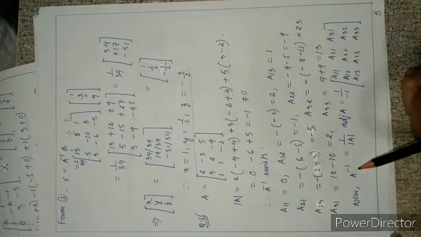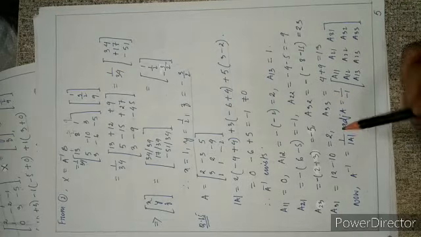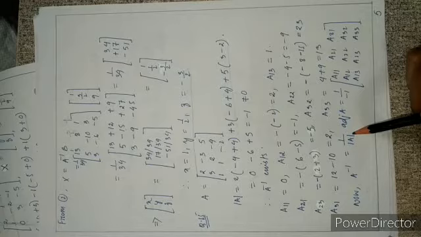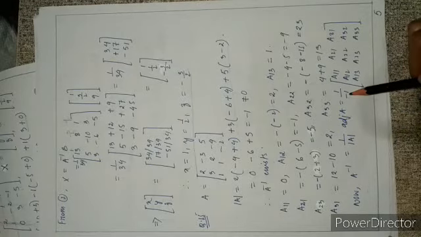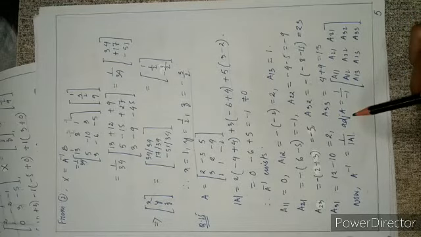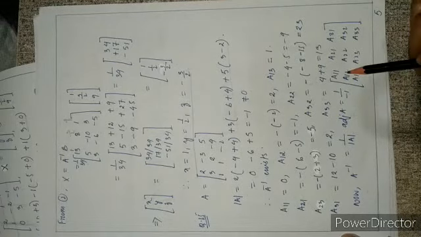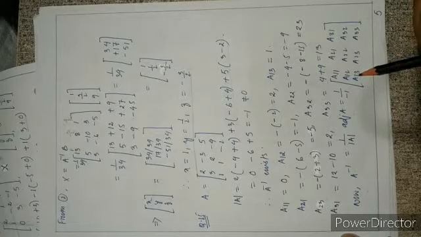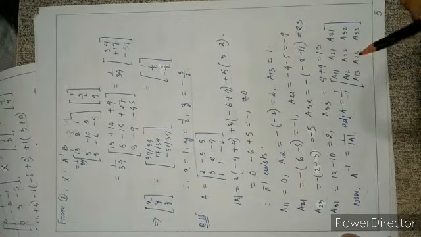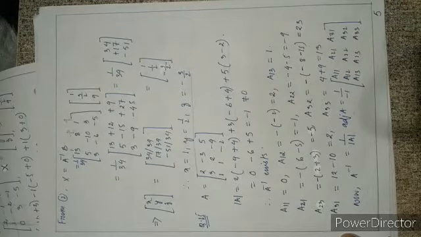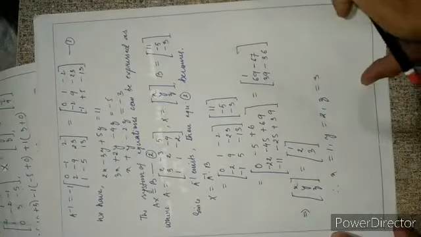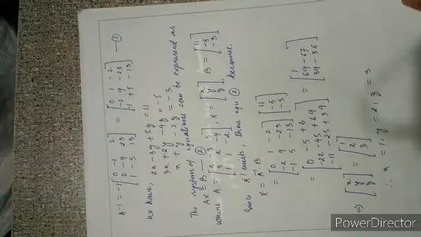Then now A inverse. A inverse is given by the formula 1 by determinant of A into adjoint A. 1 divided by -1, since the value of determinant of A is equal to -1, and adjoint A is the transpose of the cofactor matrix whose elements are A11, A12, A13, A21, A22, A23, A31, A32, A33. 1 divided by -1 is equal to -1.